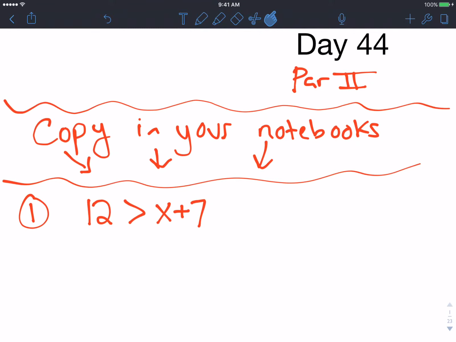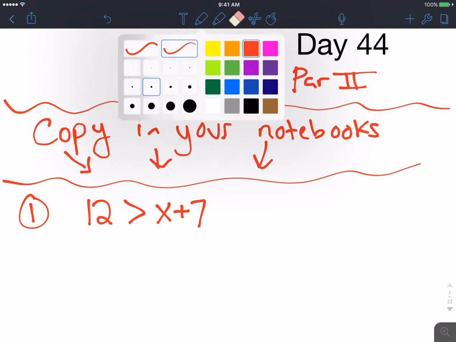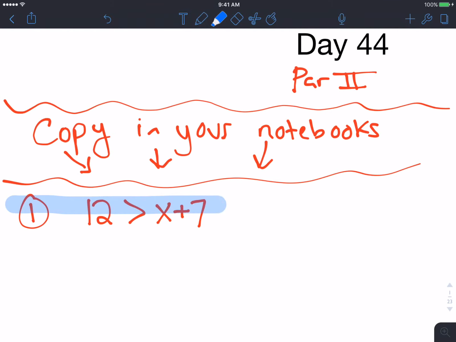Let's take a look at solving one variable inequalities. And I do actually want you to copy these 4 examples we are about to go over in your notebook. So go ahead and write down 12 is greater than x plus 7.